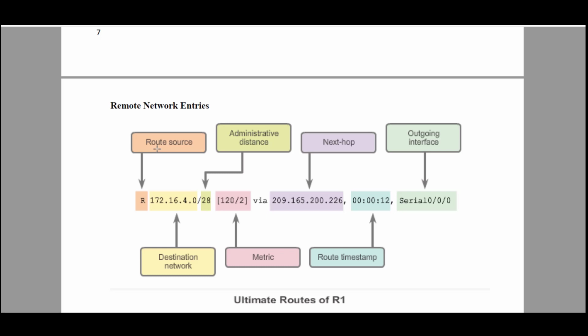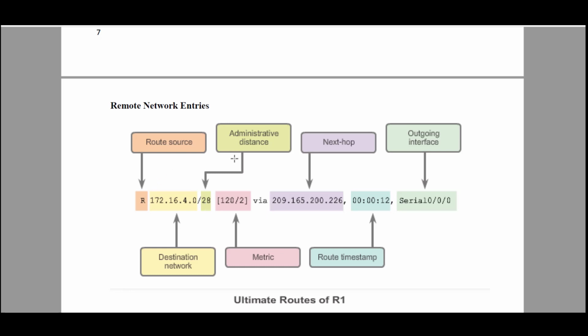Then the next one is 172.16.4.0. This is the destination network. Then the next one, /28. What does /28 mean? This is called the subnet mask.